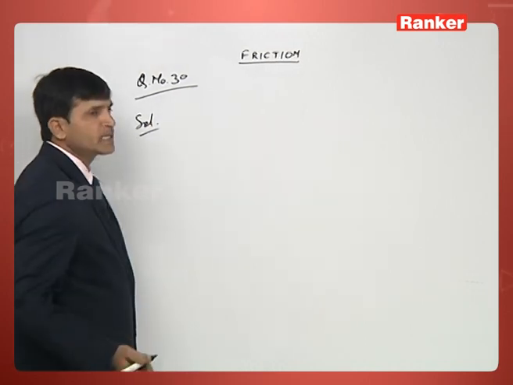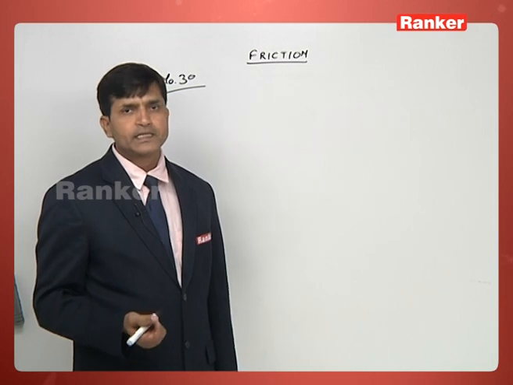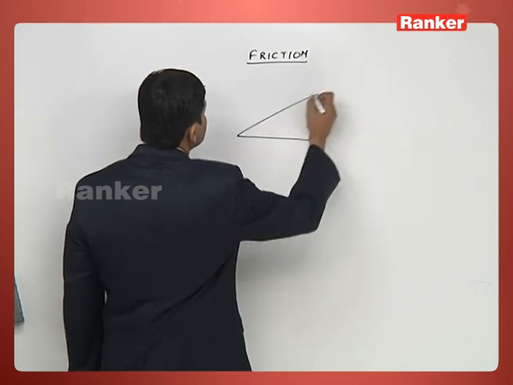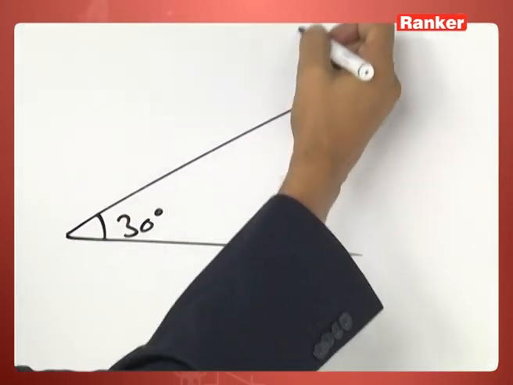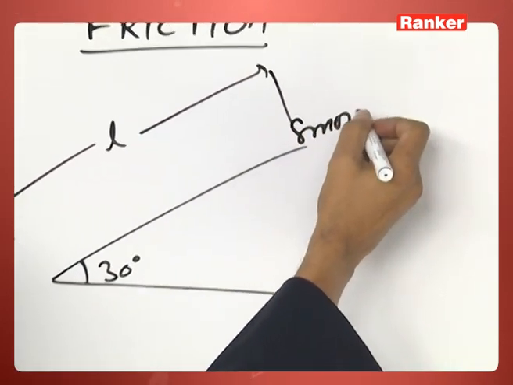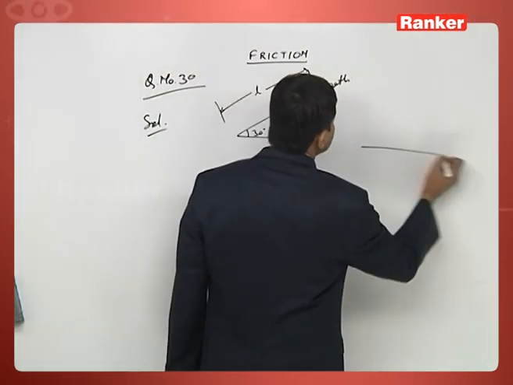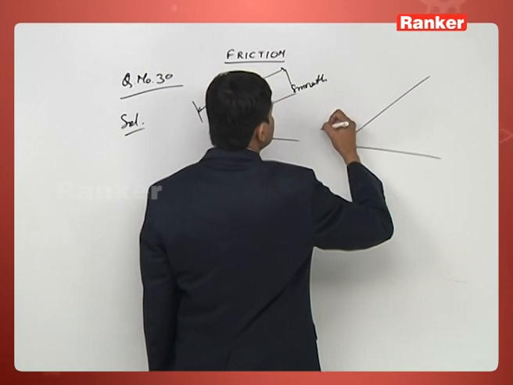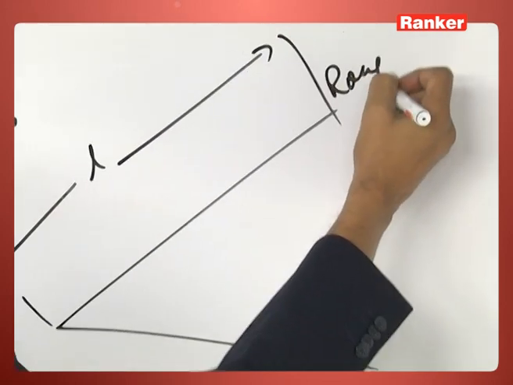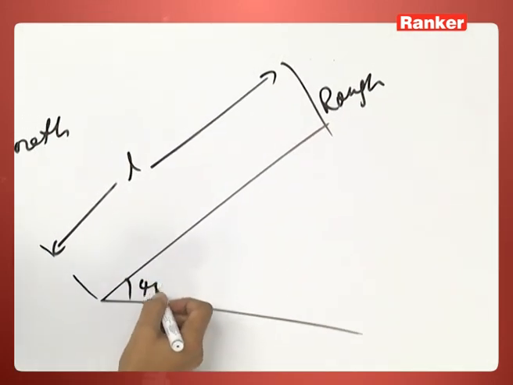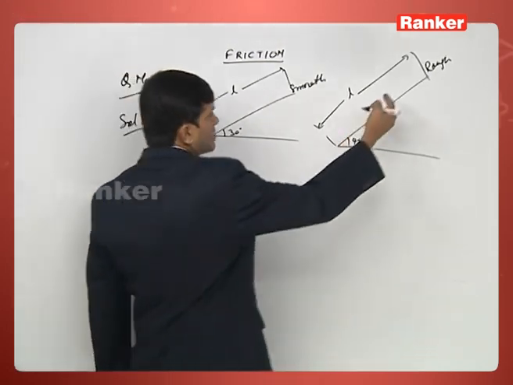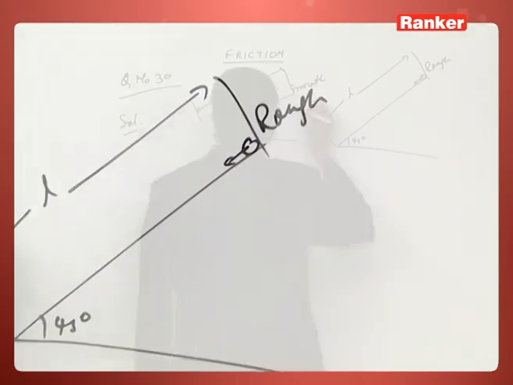Here there are two inclined planes given. One is making an angle 30 degrees with the horizontal, another is making an angle 45 degrees with the horizontal. Both planes have the same length, but the only difference is that the plane which is making an angle 30 degrees is smooth, while the plane which is making an angle 45 degrees is rough. But both are taking the same time to come from the top to the ground.